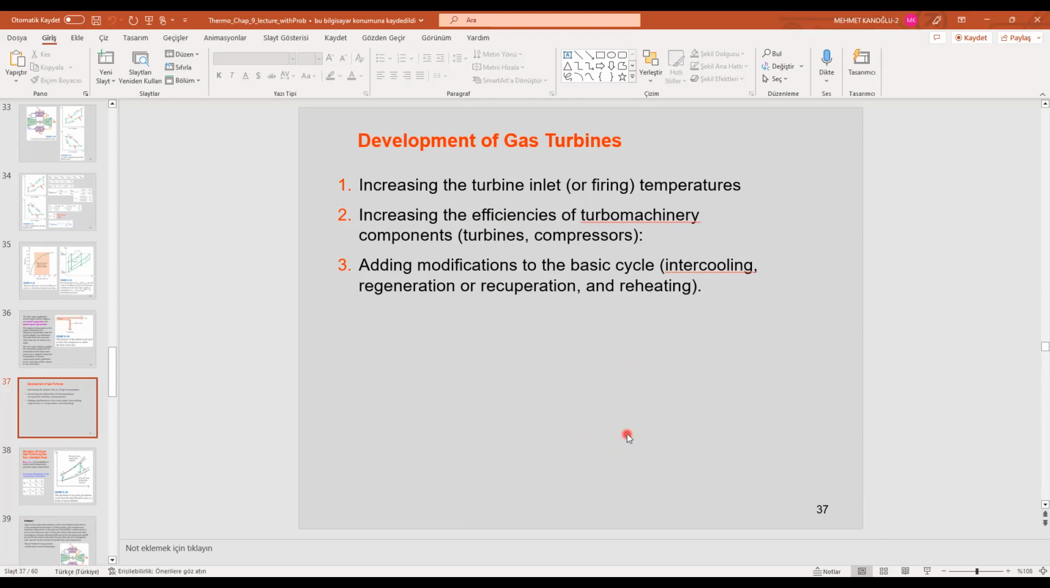The other measure is increasing the efficiencies of turbo machinery components, turbines and compressors. Of course, the technology for turbines and compressors is very well developed, and their manufacturers are improving their efficiencies all the time. Now their efficiencies are quite high, actually. And the third method of increasing the performance or efficiency of the gas turbines is adding some modifications to the basic cycle. So what we considered so far is the basic, simple cycle. Some modifications will really help improve the efficiency.